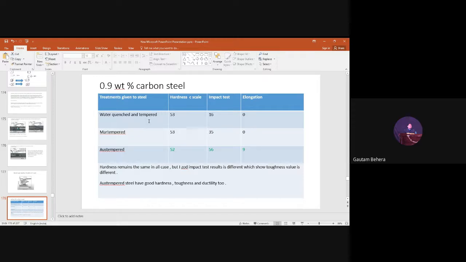Water quenched and tempered. Can you answer it yes or no? Just tell me. The starting phase is the austenite phase. Then you are doing water quenching and tempering. So what is the microstructure you will get?